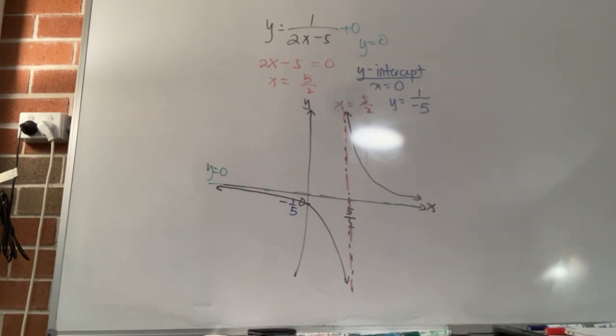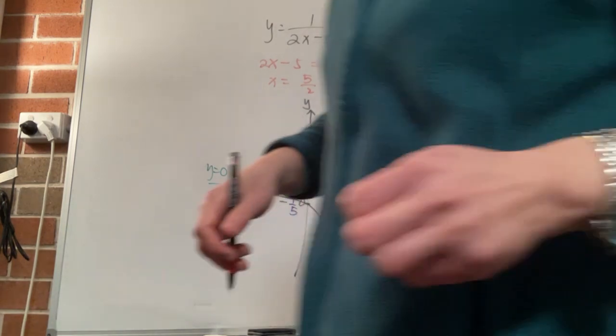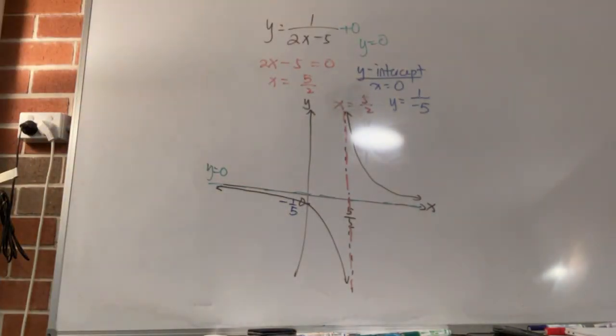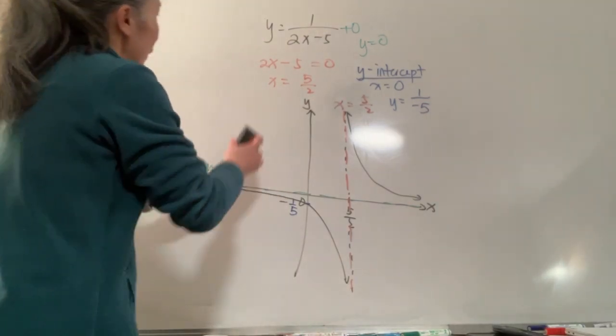Okay, what do you have? Are you alright? Okay. Minus 3, 2x minus 7.